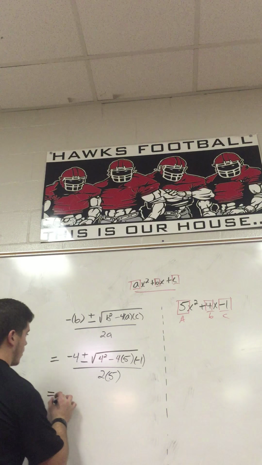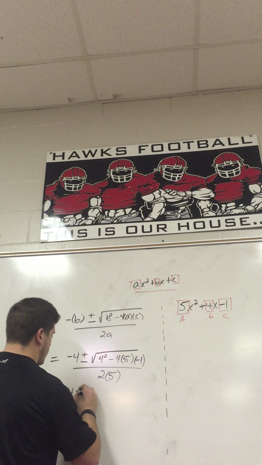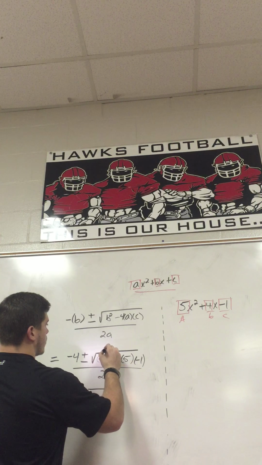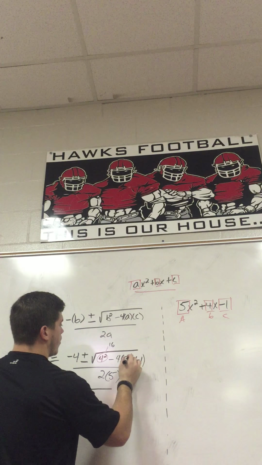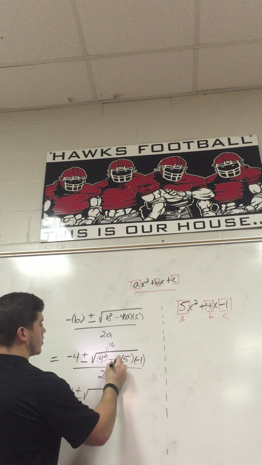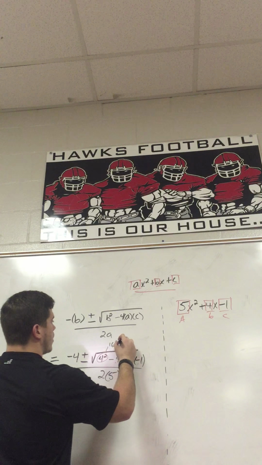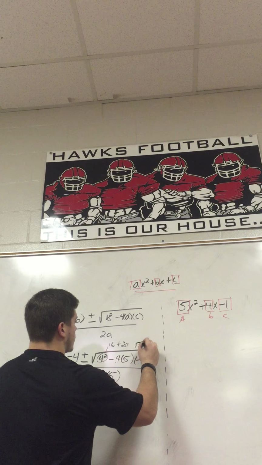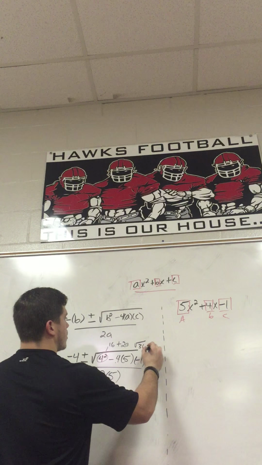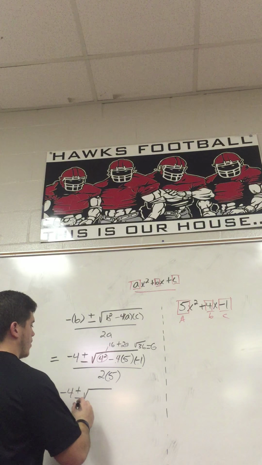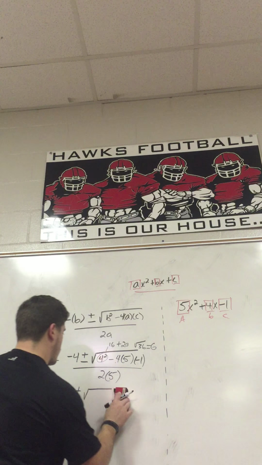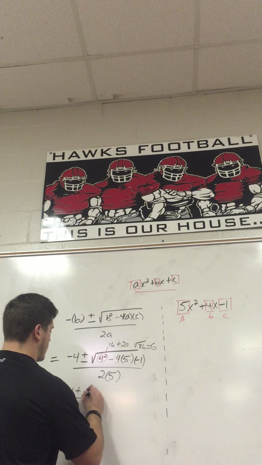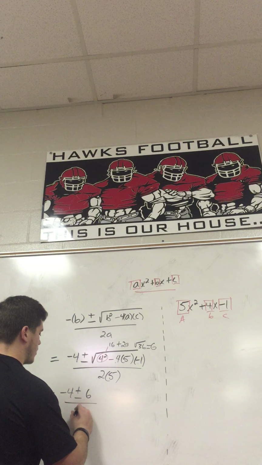Simplifying this, you get -4 plus and minus the square root of this, which turns out to be 16. This, -4 times -1 is a +4, times 5 is 20. So 16 plus 20 gives you 36, the square root of 36. This equals 6. Okay, so you end up with -4 plus and minus 6 over 2 times 5, which is 10.